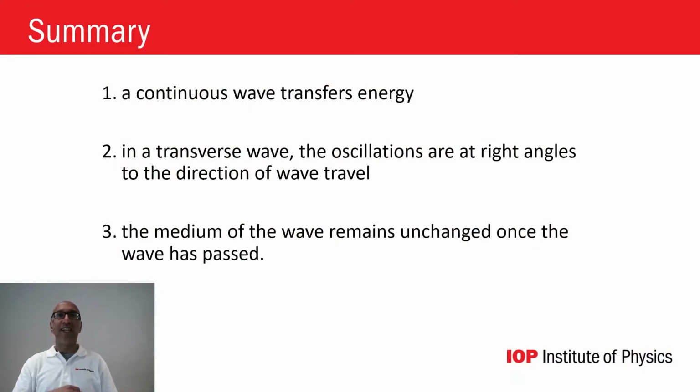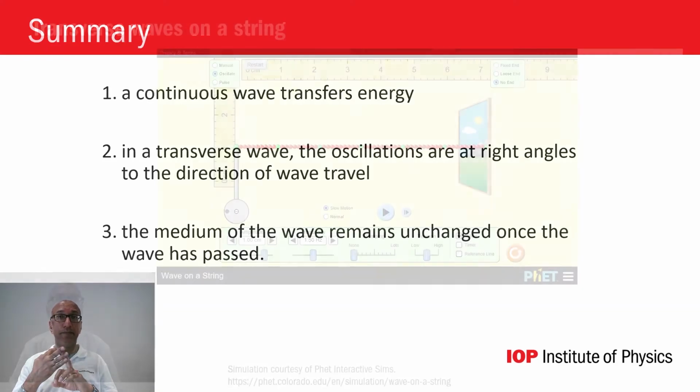So just to summarise, number 1, a continuous wave transfers energy. Number 2, in a transverse wave, the oscillations are at right angles to the direction of wave travel. And number 3, the medium will remain unchanged once the wave has passed.